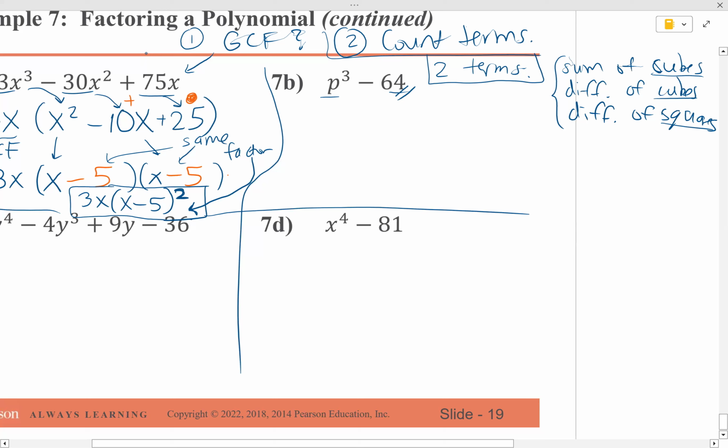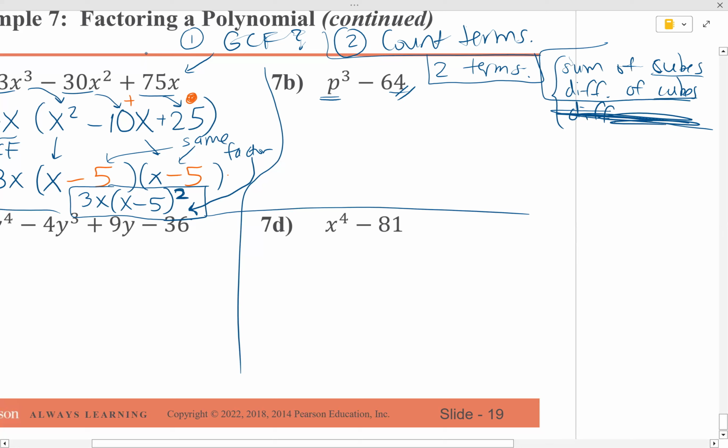64 is a tricky guy because he is something squared and he's also something cubed. 64 is 8 to the 2nd power. He's also 4 to the 3rd power. So he's not going to help us. 64, thanks a lot. What about you, p to the 3rd? You are a 3rd power, so you're a cube. That means it can't be difference of squares because that's not a square. 64, he fit the bill, but not the cube.